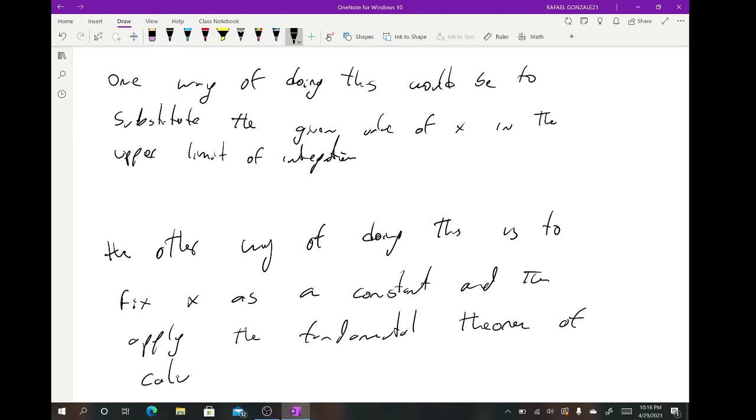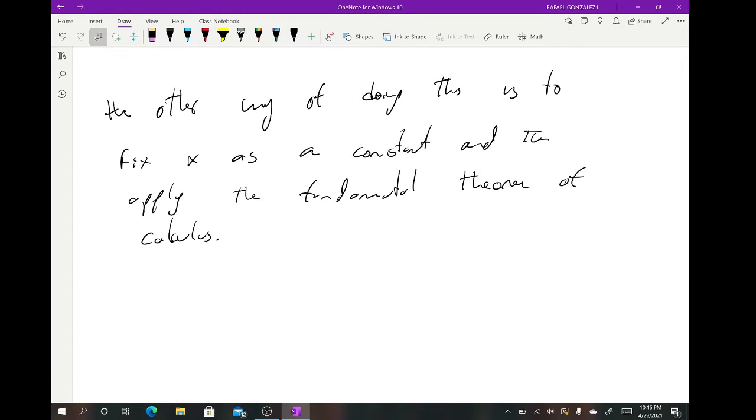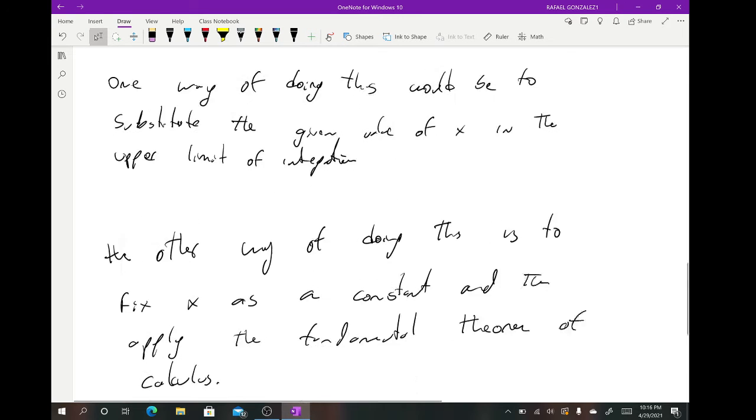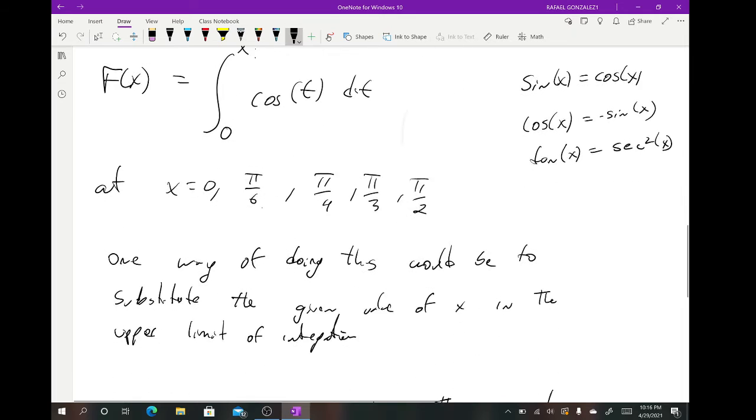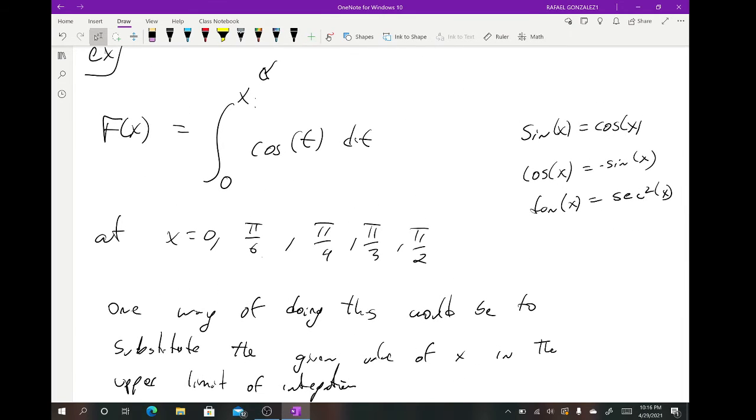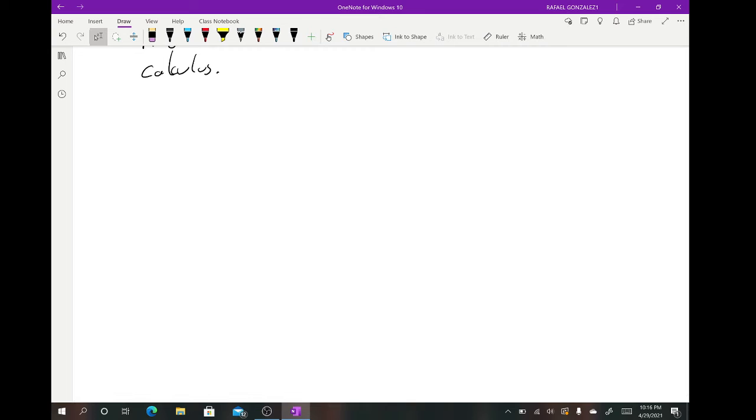What do I mean by fix this as a constant? When you fix x as a constant, you're going to treat it as a number. Even though x is not a number, x here is a variable. So it behaves as a variable will behave. It's an independent variable, so it could take any value you want. When you treat it as a number, you're treating it as if it's fixed, as if it were just one number. So that's what we're going to do now. We're going to fix it as if it were one number. So what do we get? Well, we have, again, F of x is equal to the integral from 0 to x of cosine t dt.